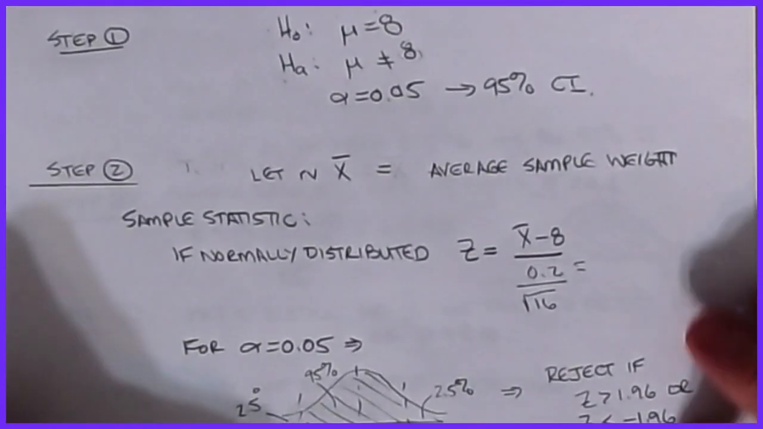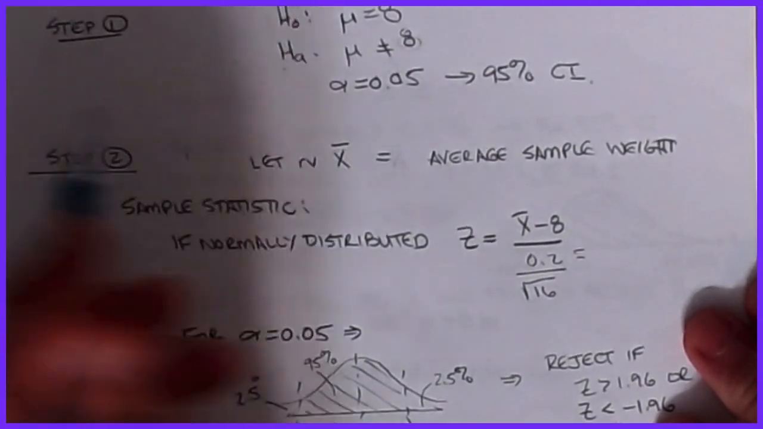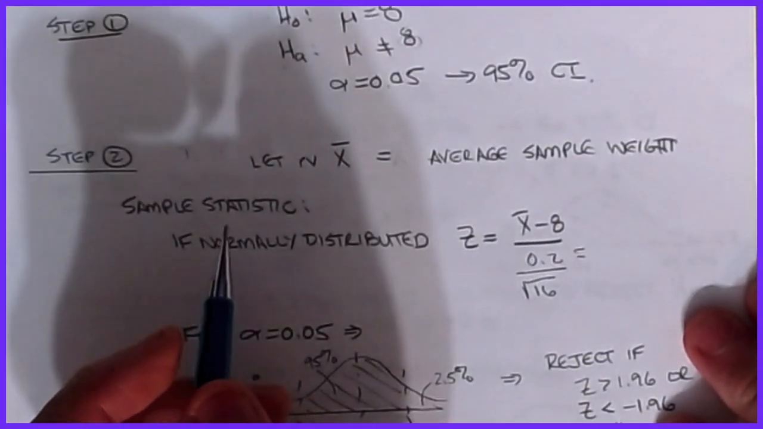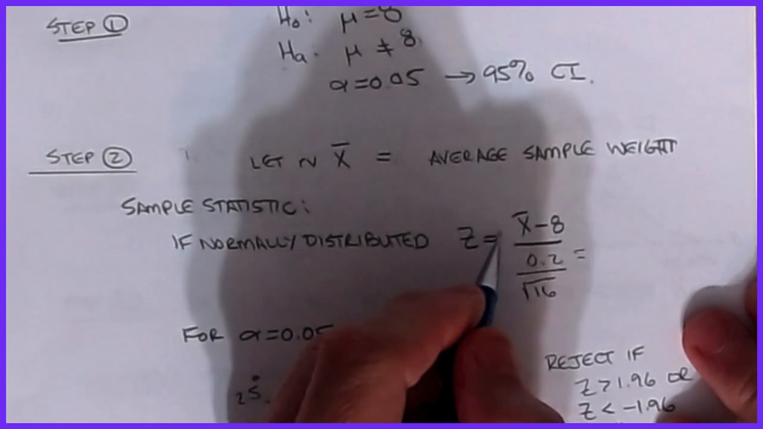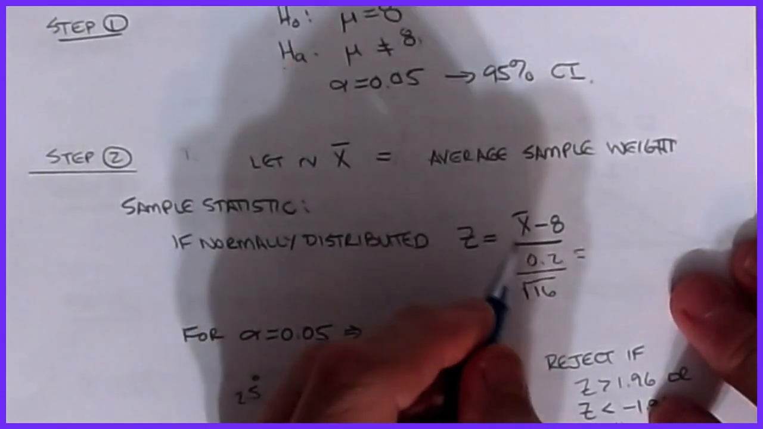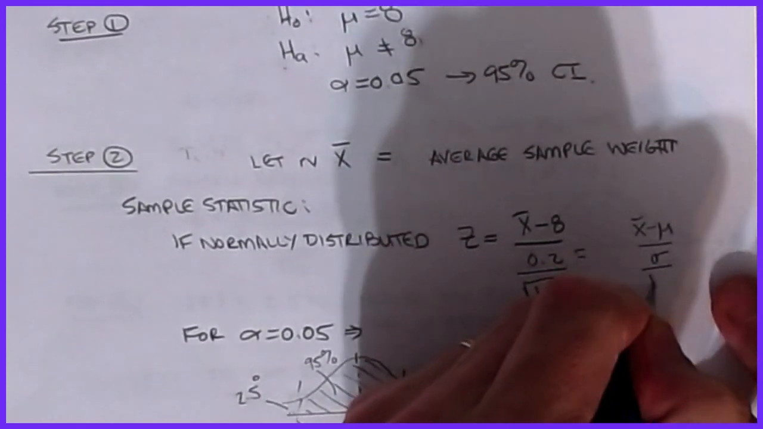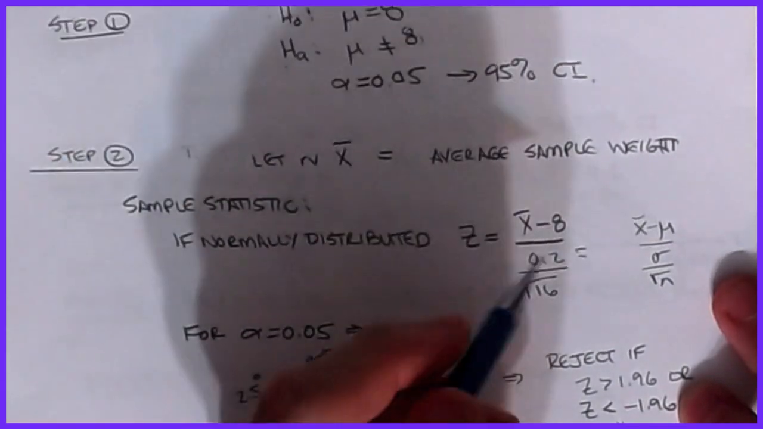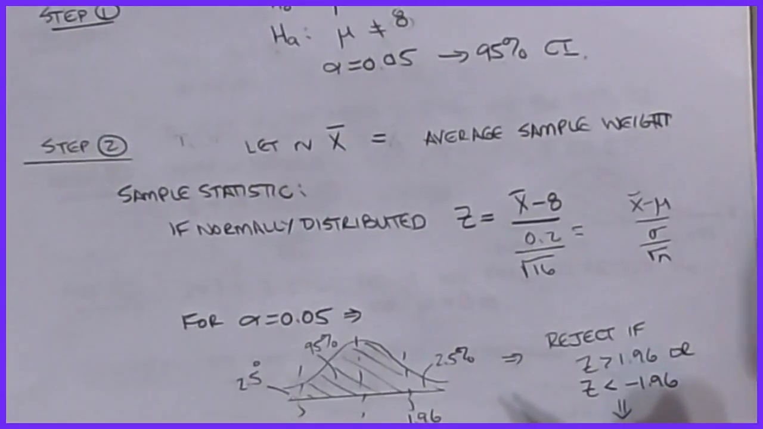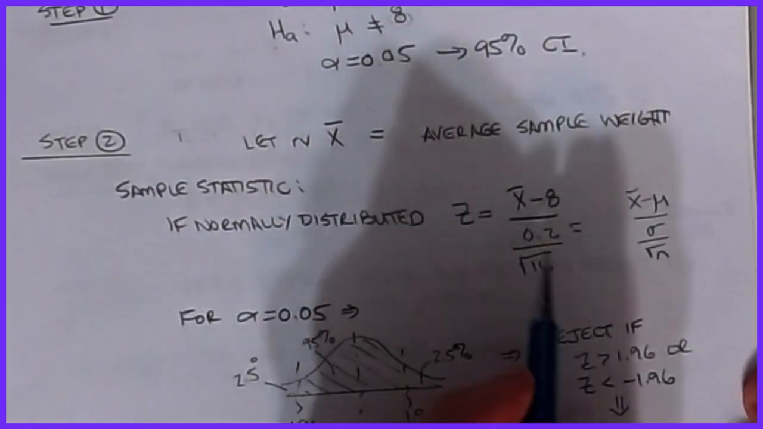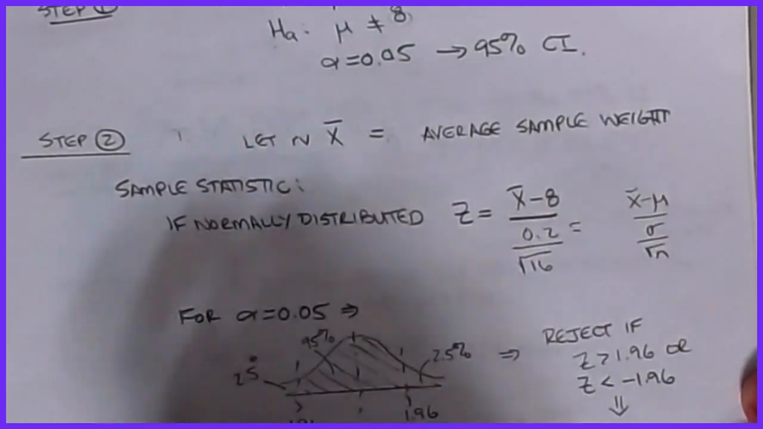Step 2 is we're going to set a random variable x bar as being the average sample weight. Now from previous videos, we know that if it's normally distributed, I can set up a z statistic based off of this shift. For a sample size of n, using basically our central limit theorem, this is saying I'm doing x bar minus mu over sigma over square root of n. It's that guy. So x bar minus 8 over 0.2 over the square root of 16. This particular value is our sample statistic, which we'll compute for whatever x bar I try to put in.